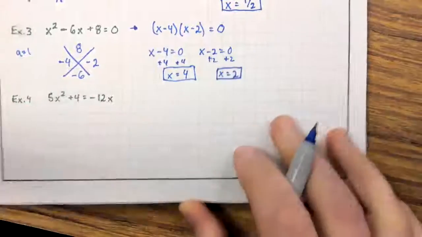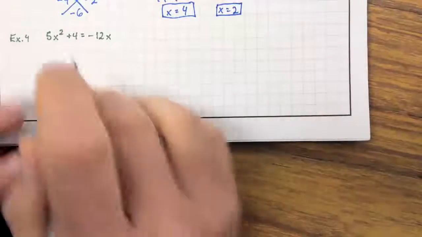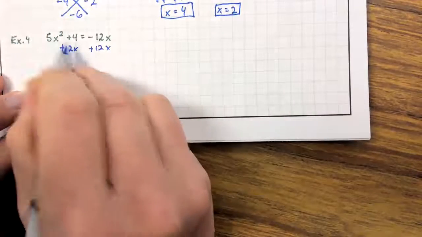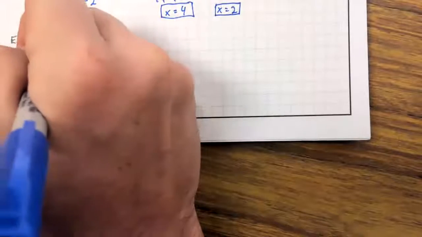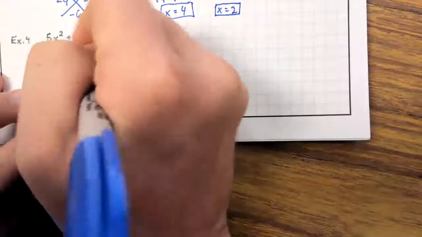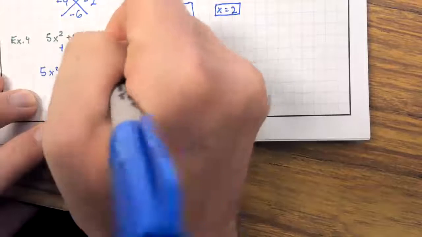Okay. Let's just go through this last one real quick. It's not set equal to 0, so let's go ahead and make it equal to 0. When you rewrite your equation, I would put the x term in the middle. We want it to be in standard form. So, 5x squared plus 12x plus 4 equals 0.